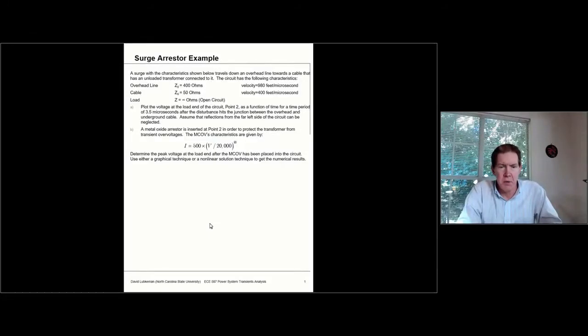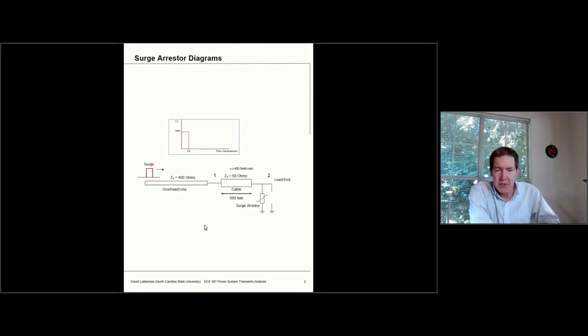So let's take a look at a quick example involving applying a surge arrestor. These scenarios start off kind of similar to what you would see when you're doing transient analysis, where you need to do the analysis first, the overvoltage, and then you figure out the impact of the surge arrestor. What I have is a scenario in this example where I've got an overhead line and I've got a cable, and basically I've got a surge traveling down the overhead line.